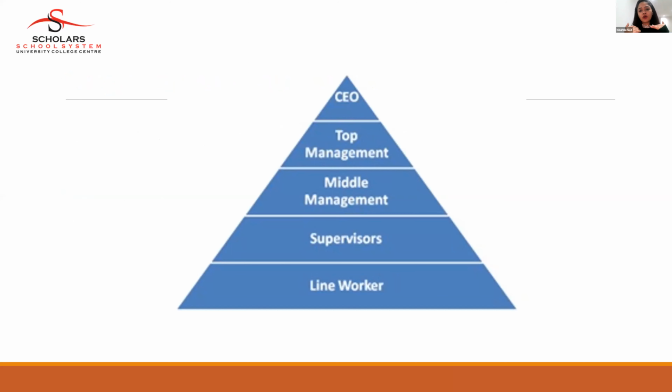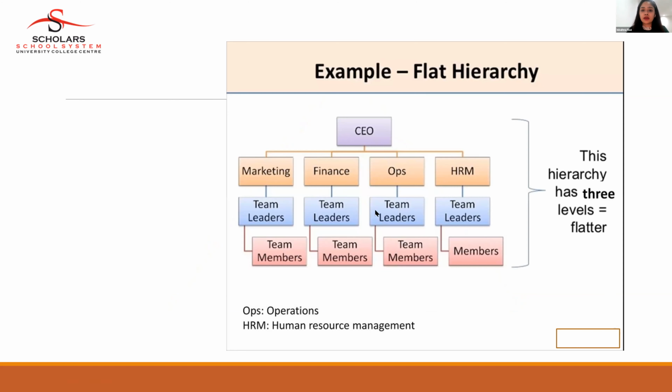So this is more of a top-down approach, a pyramidal hierarchical approach, where it's more centralized, where the CEO makes most of the decisions, and accordingly, all the decisions are passed down within the hierarchy to the top management, to the middle, then to their superiors, and the superiors then pass the decisions to the line managers or workers.